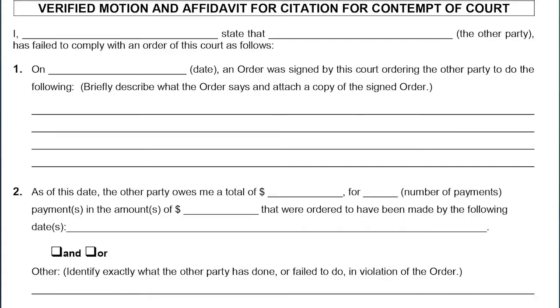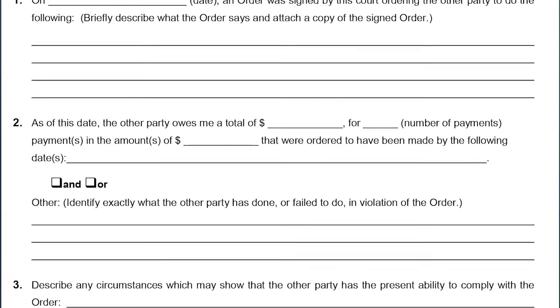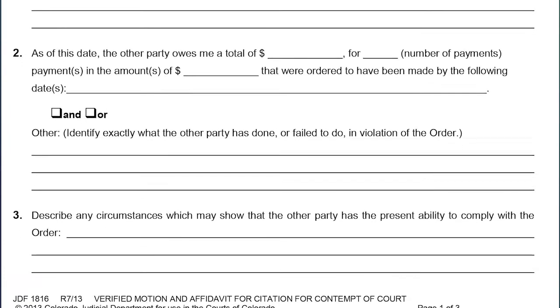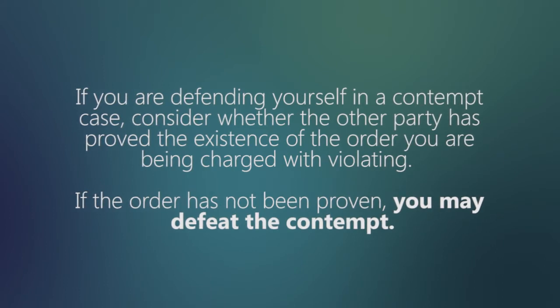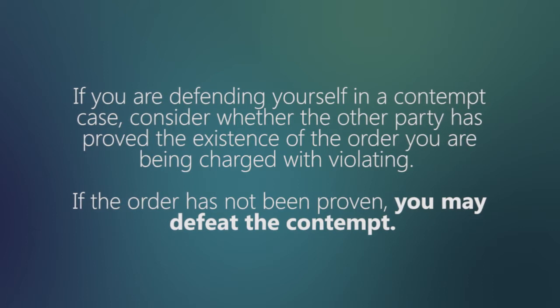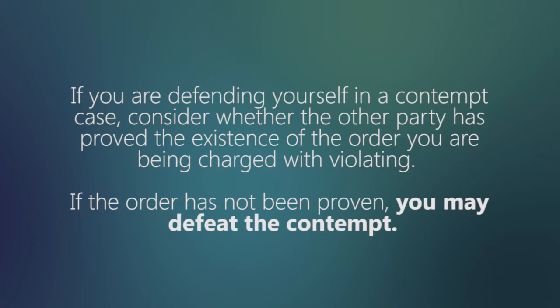Write a summary of the order on the lines below. Also, make a copy of the order to file with the JDF 1816. Don't ignore or skip any of this. If you can't prove the existence and validity of the original order, your contempt case will fail. If you are defending yourself in a contempt case, consider whether the other party has proved the existence of the order you are being charged with violating. If the order has not been proven, you may defeat the contempt.